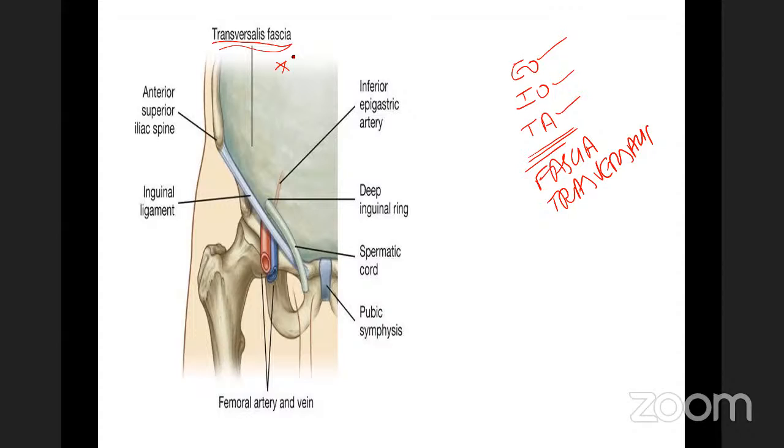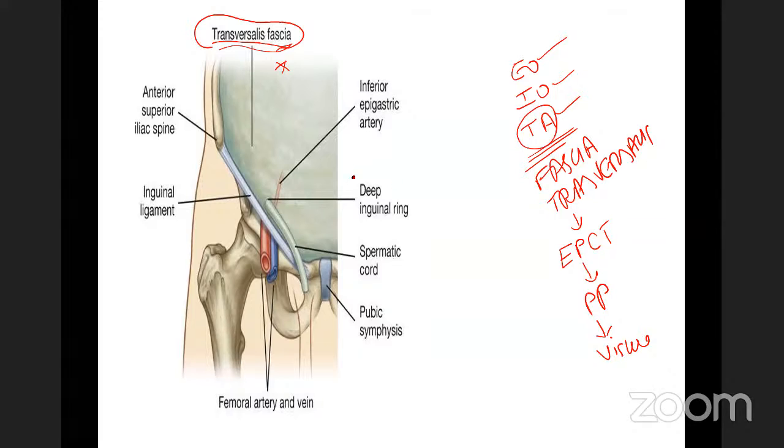Few MCQ questions have been asked on this. If you cut the fascia transversalis, you will reach the extraperitoneal connective tissue. If you cut that, you will reach the parietal peritoneum. If you poke the parietal peritoneum, you will reach the viscera. So now we are seeing the transversalis fascia, which is immediately underneath the transverse abdominis muscle.